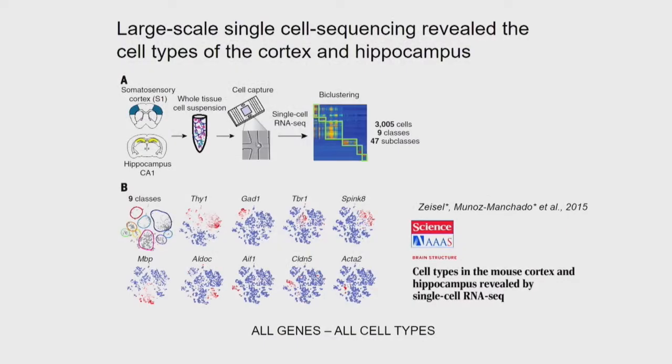So we did this in 2 regions of the brain, the somatosensory cortex and the hippocampus, and this was published in 2015. This is the first large-scale study in the brain, and we found many different types of cells. So I'm not going to go more into this.